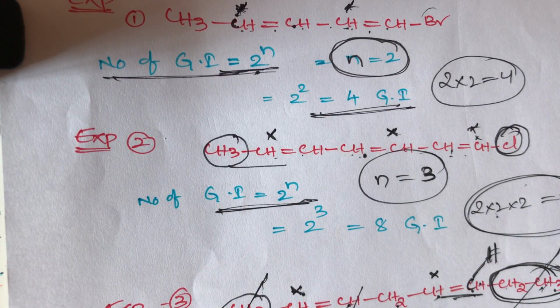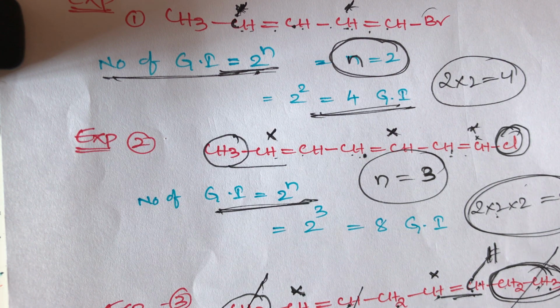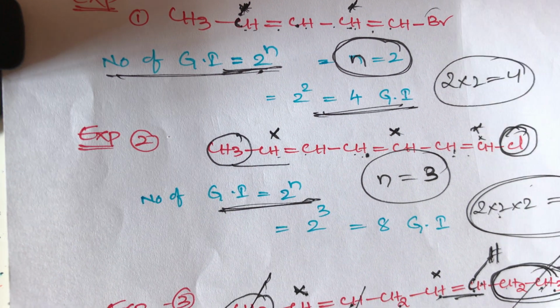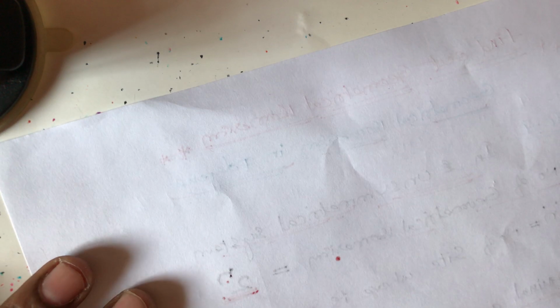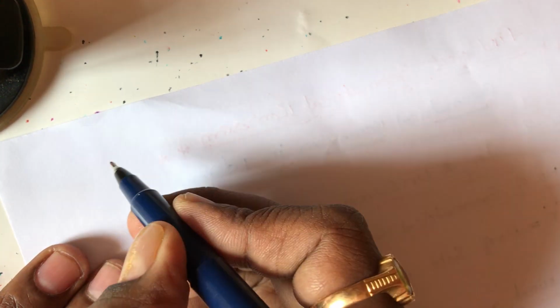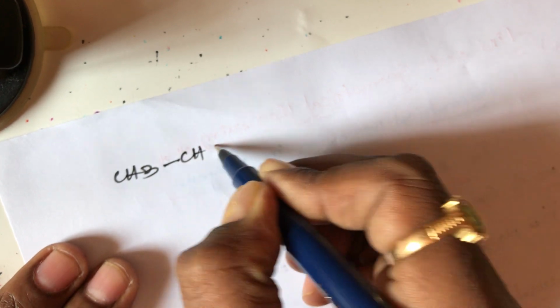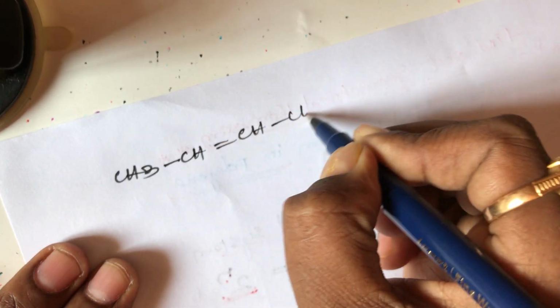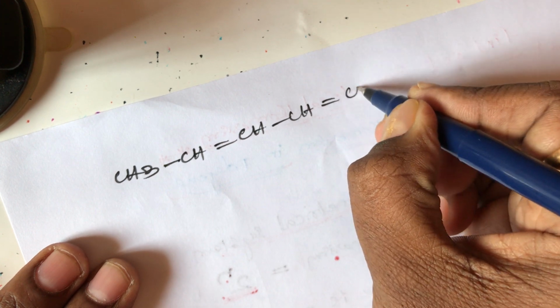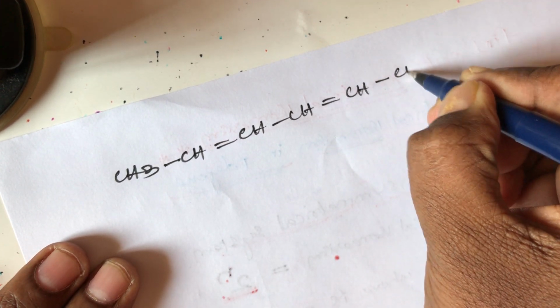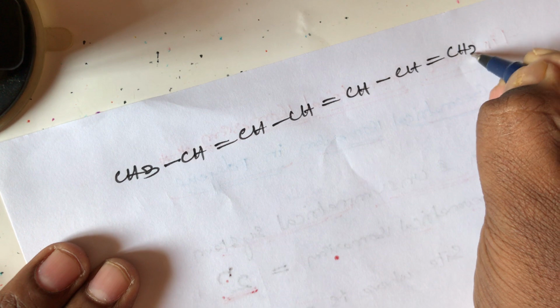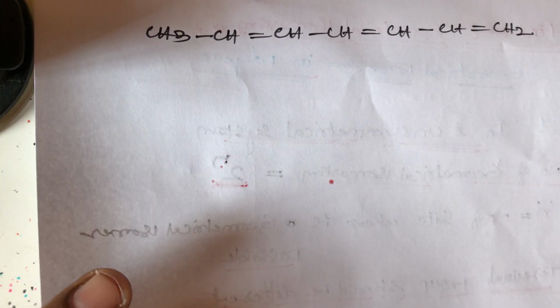And one more thing, students. All double bonded carbons will not show geometrical isomers. Once again, all double bonded carbons will not show geometrical isomers. Now take another example: CH3, CH double bond, CH single bond, CH double bond, CH single bond, CH double bond, then CH2. What about this one here? What is the n value?